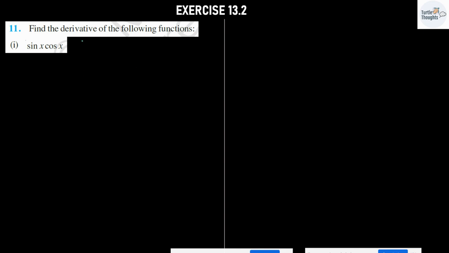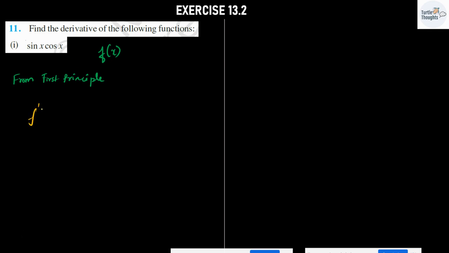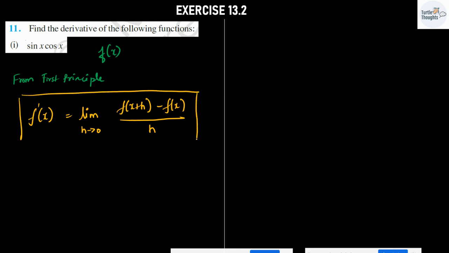So let me write down the first principle. If I have any function f of x, then from first principles, the differentiation of the function f of x, which is given by f dash of x, is equal to limit of h tending to 0 f of x plus h minus f of x divided by h. This is the first principle formula.